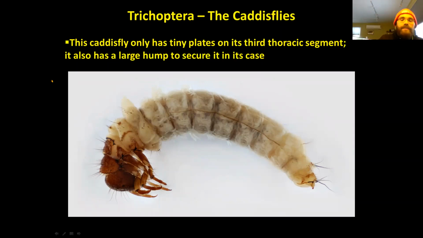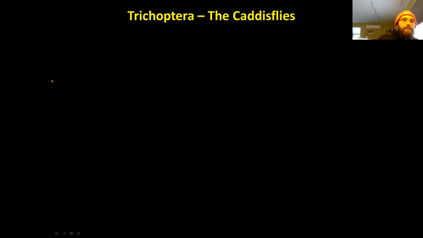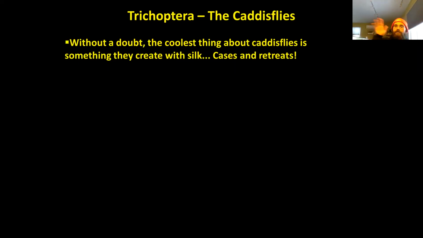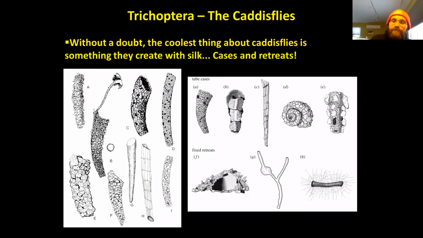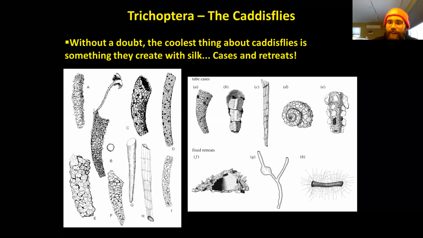Now, I haven't mentioned the case yet because, to be honest, it is without a doubt the coolest thing about caddisflies. So caddisfly larvae are able to produce silk, and with that, they will make cases and retreats. So they'll take material that they find in the stream around them, and they'll end up piecing it together to create their own little home, basically like a mobile home that they carry around with them to move to different areas.